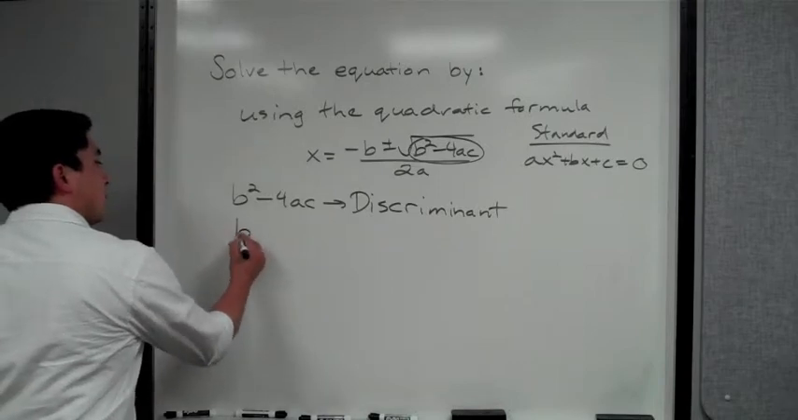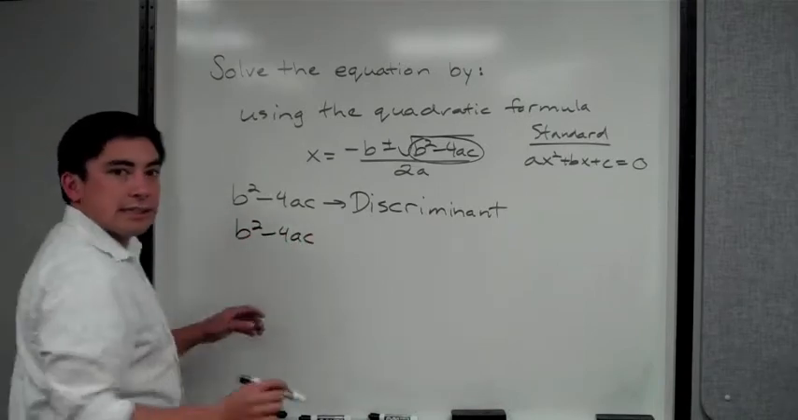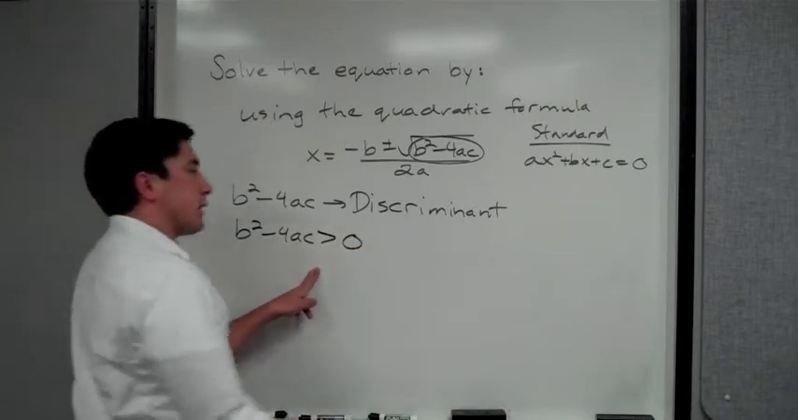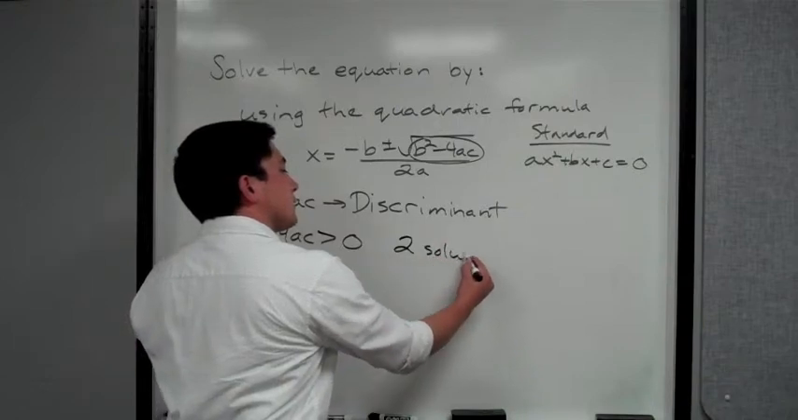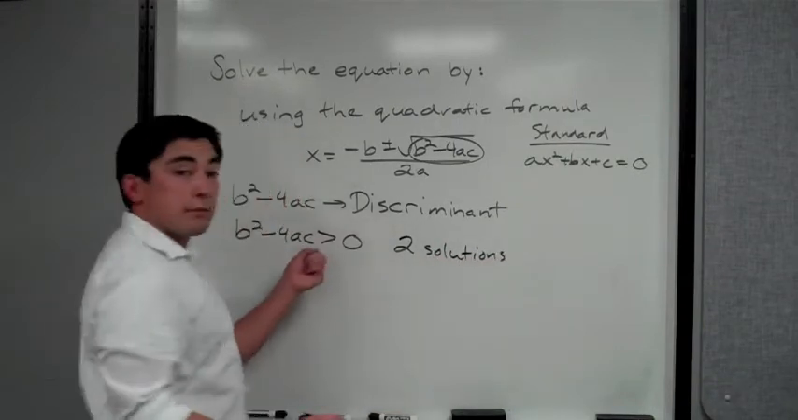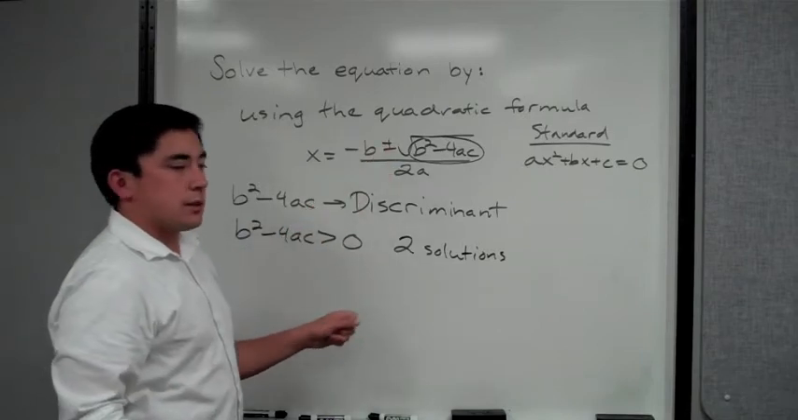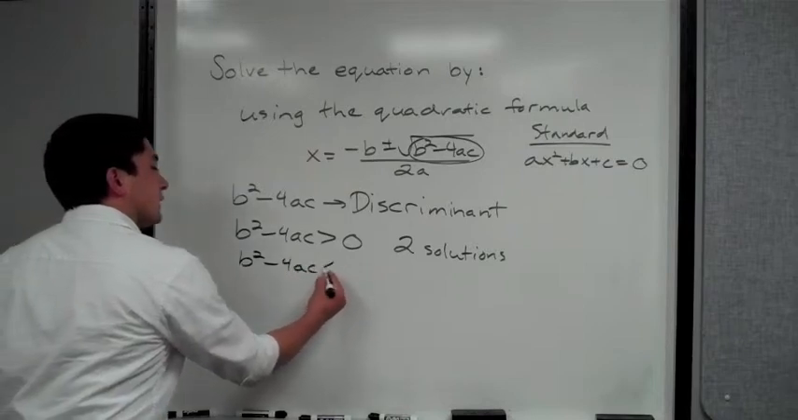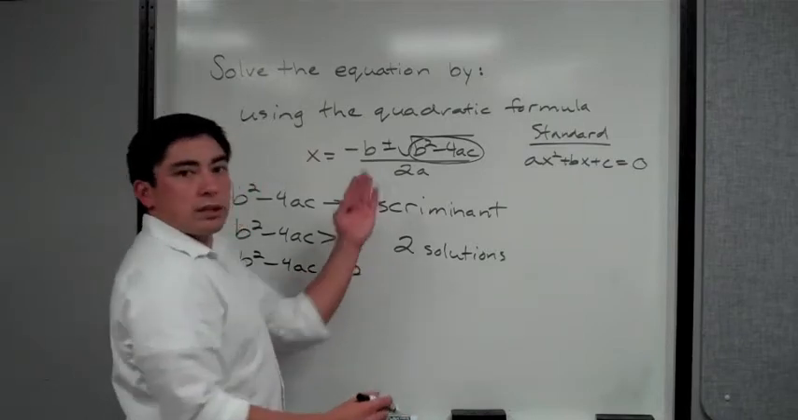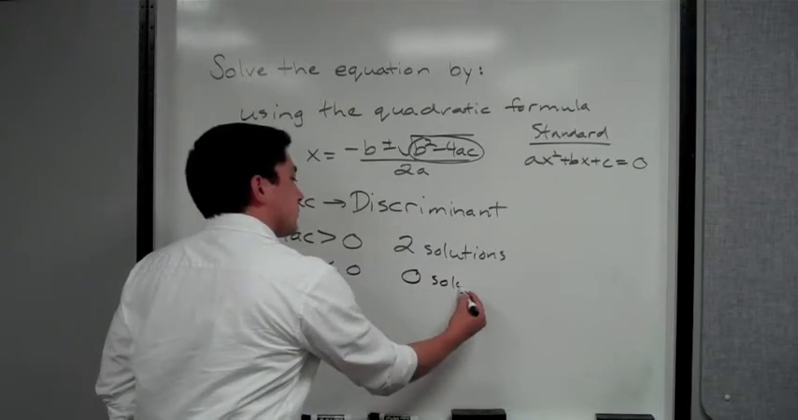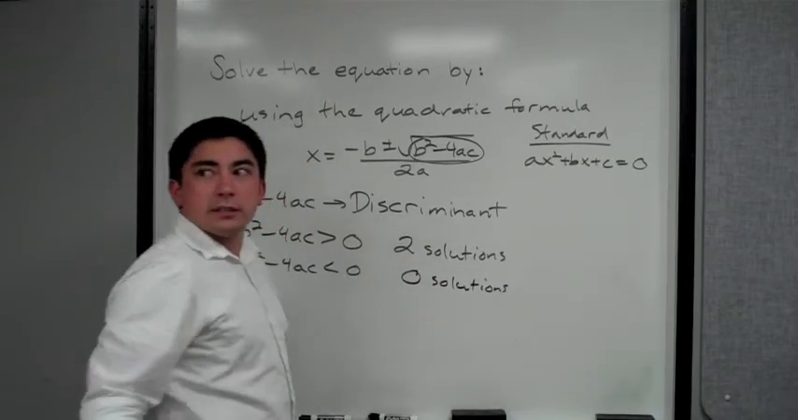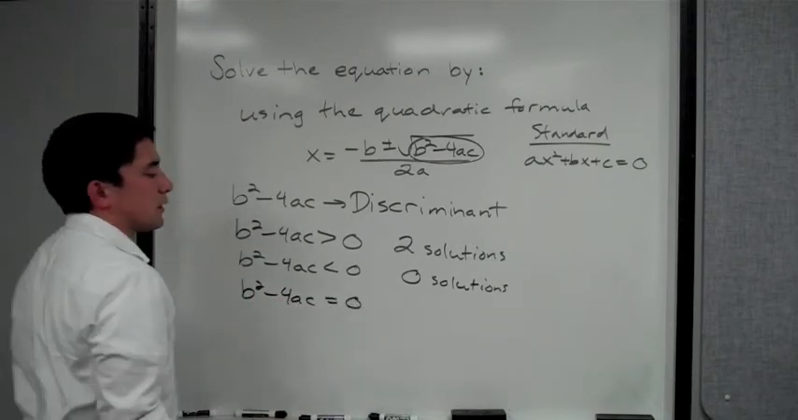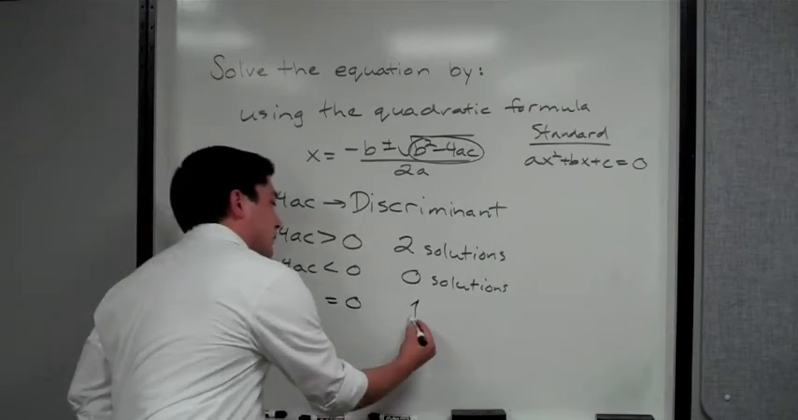So, we have b squared minus 4ac. If you work out the discriminant and it is greater than 0, that means you have 2 solutions to the problem. Okay, so if you have a positive number underneath that root, then you have 2 solutions. If it is less than 0, that doesn't work because you can't have a negative, so it's 0 solutions. And finally, if b squared minus 4ac, your discriminant, is equal to 0, therefore you're left with 1 solution.